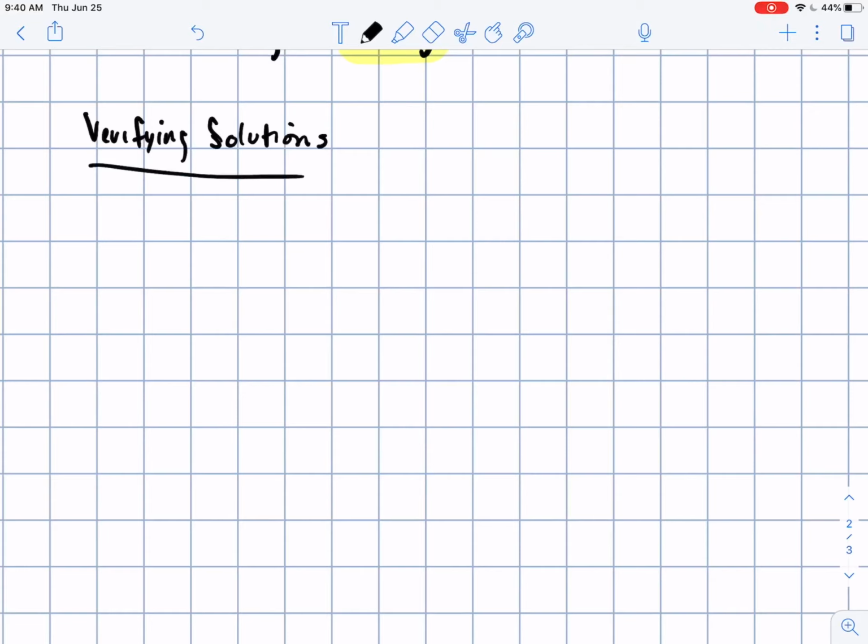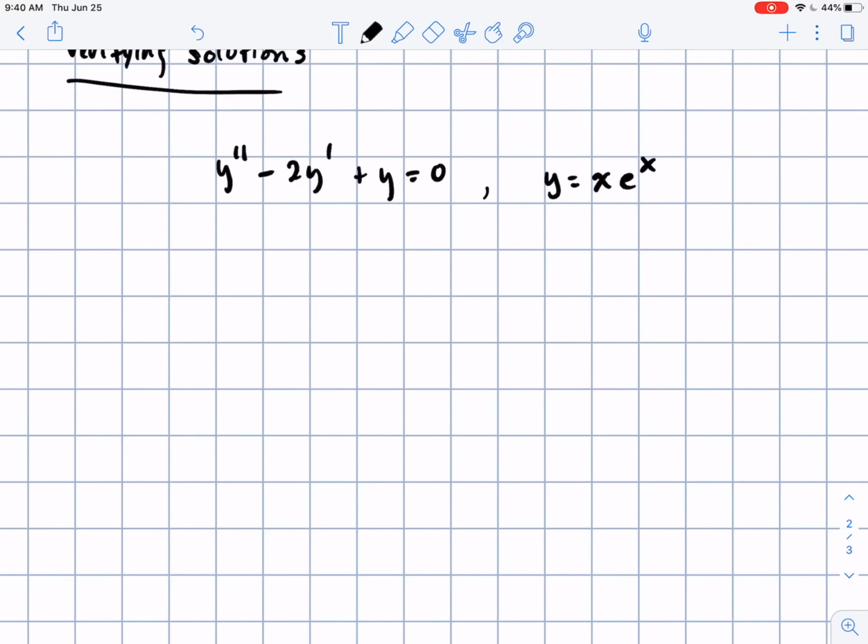Okay, so if you had y double prime minus 2y prime plus y equals 0, right? And let's say we want to verify that y is equal to e to the x times x, or x e to the x. So what you want to do here is first find your derivatives, y prime, right? Remember product rule, so derivative of x is 1, so it's e to the x plus x e to the x. Remember, derivative of e to the x is e to the x.